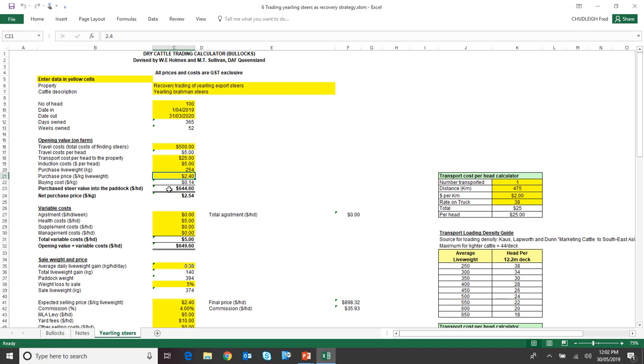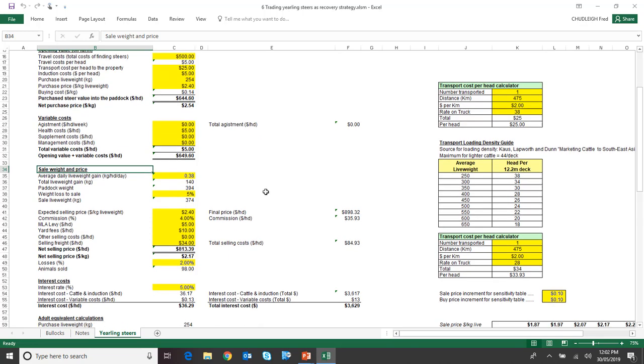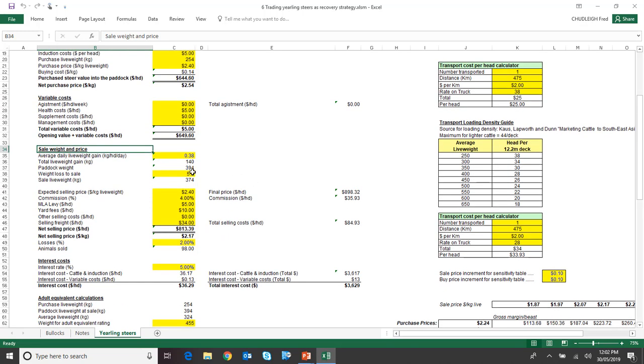So that gets us a steer landed on the property of $644.60. Net purchase price at $2.54. Although we buy them for $2.40 at the yards, by the time we get them home, they're $2.54. Now, to hold them for 12 months, we're probably going to put some extra health costs into them. Reasonable paddock. We haven't got any supplements or anything in there.